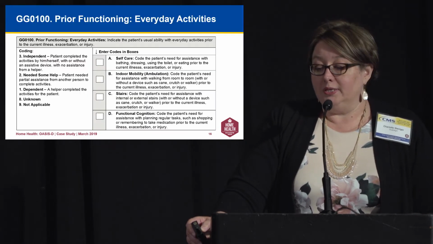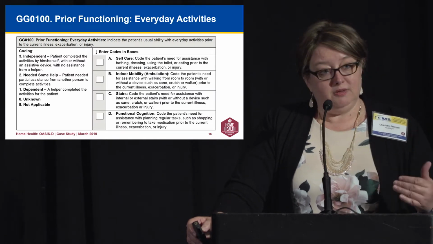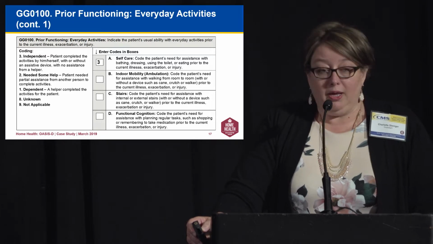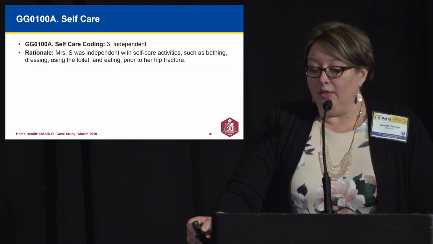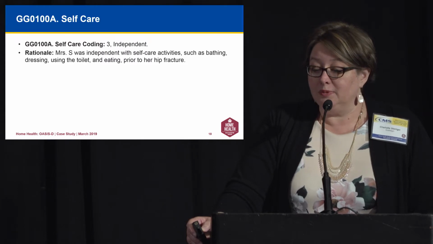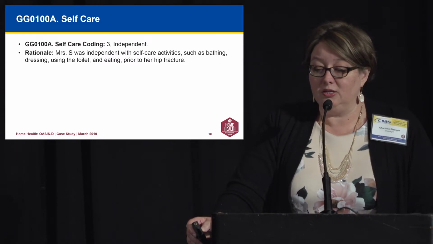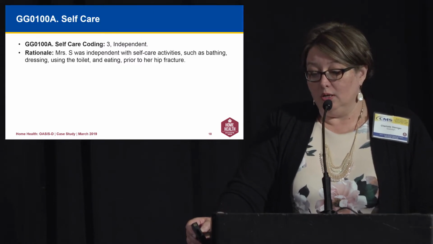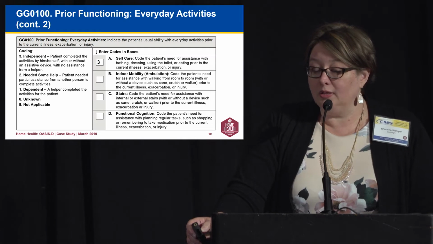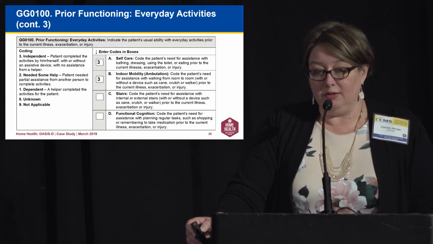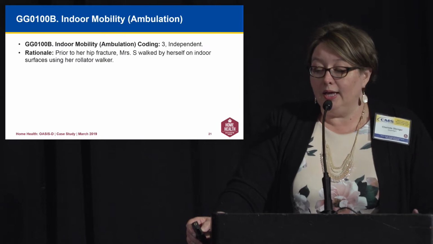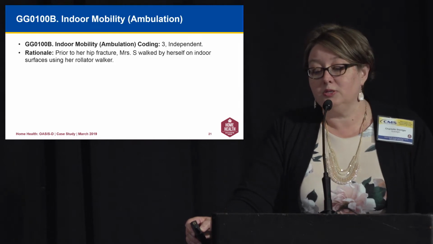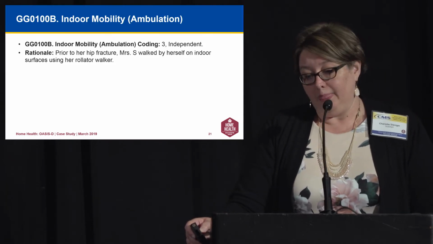Now let's look at the start of care assessment, GG0100, prior functioning, everyday activities. And remember, this item has the 4, so we'll just go through each of these answering as we go. The first one would be a 3. The rationale was that Mrs. S was independent with her self-care activities such as bathing, dressing, using the toilet, and eating prior to her hip fracture. For B, indoor mobility, ambulation, we got a 3. Again, prior to her hip fracture, Mrs. S walked by herself on indoor surfaces using her rollator walker.